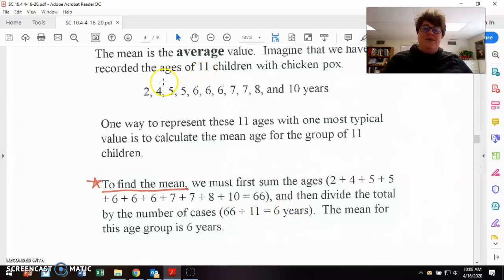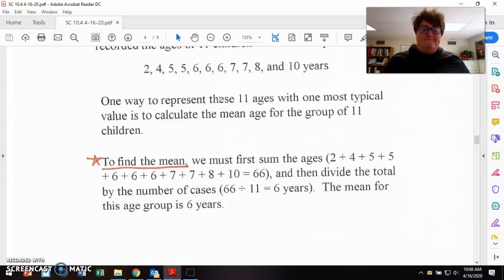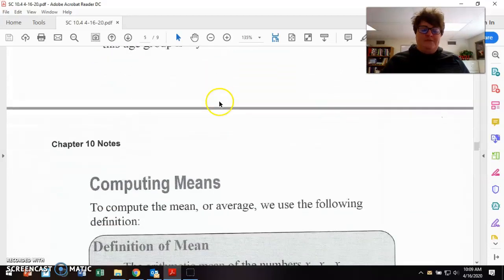As you notice, some people will get them at 2, some people will get them at 10, but again, your average is somewhere in the middle of your data, about 6 years old. So that's how you find your mean.